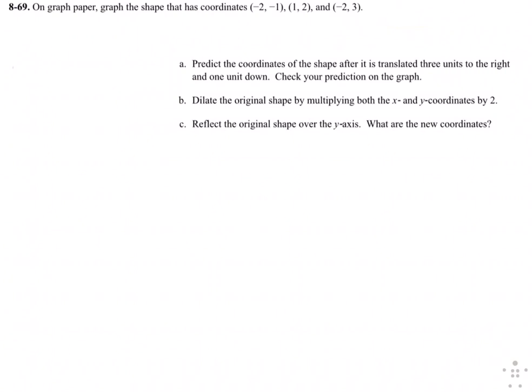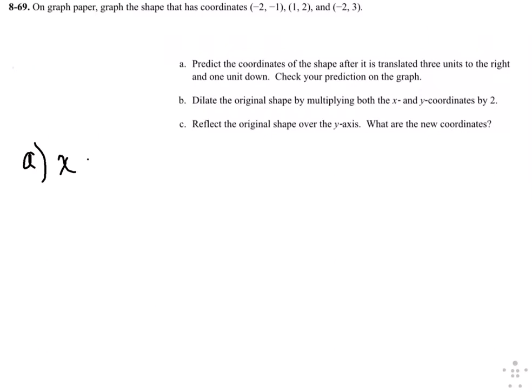Okay, for this question, they said on graph paper you can do this, but we can actually do it without graphing, right? Because A says predict. So they give us these three coordinates, and if I graphed it and connected it, it would be a triangle, right? And then it says predict the coordinates for A of the shape after it's translated 3 units to the right. So A, X is going 3 to the right.